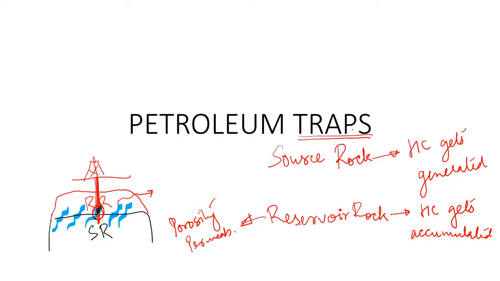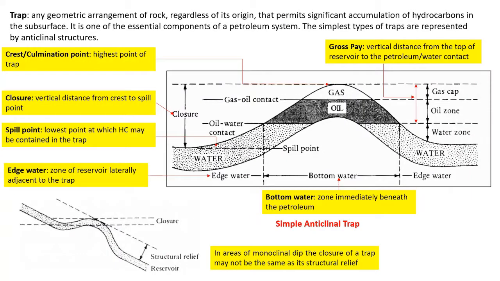When I say petroleum, I am talking about both oil as well as gas, so don't get confused. So the hydrocarbons need to be trapped in the reservoir rock. And how is that done? It is done with the help of traps as well as the seals. So let us see what the traps are.